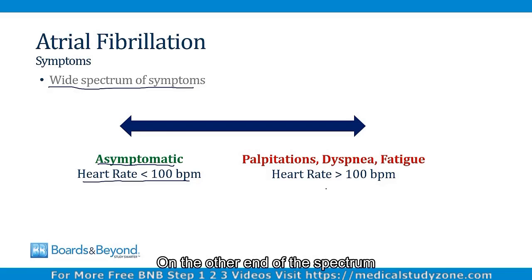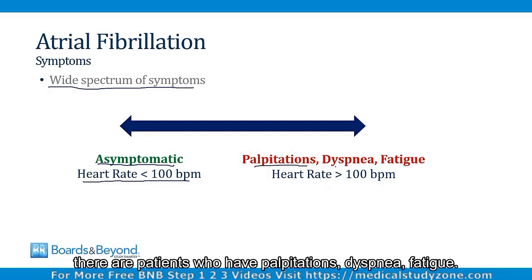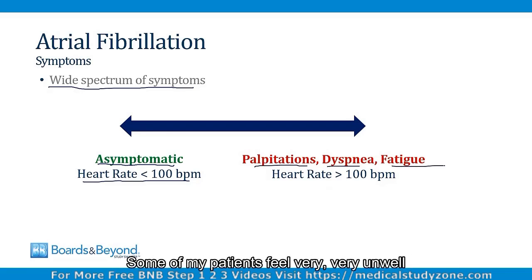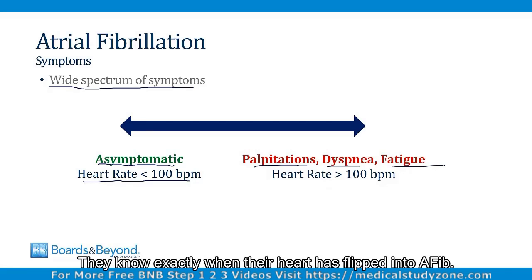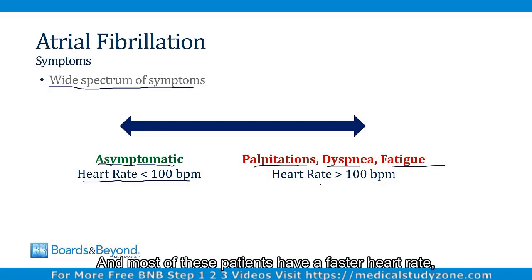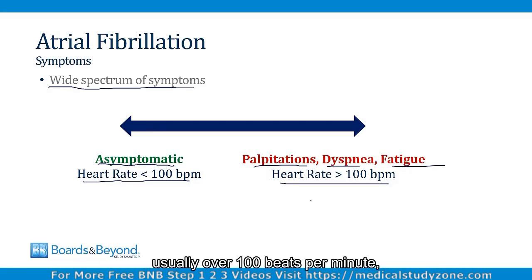On the other end of the spectrum, there are patients who have palpitations, dyspnea, fatigue. Some of my patients feel very, very unwell when they're in AFib. They know exactly when their heart has flipped into AFib. And most of these patients have a faster heart rate, usually over 100 beats per minute, sometimes up to 150 or 160, and it's that fast heart rate that drives many of the symptoms of AFib.